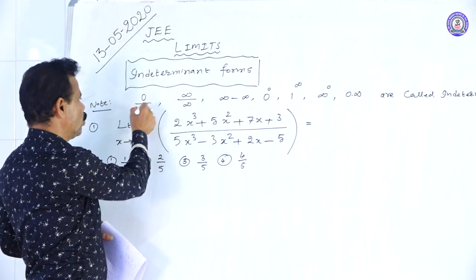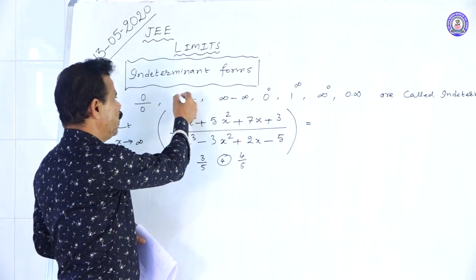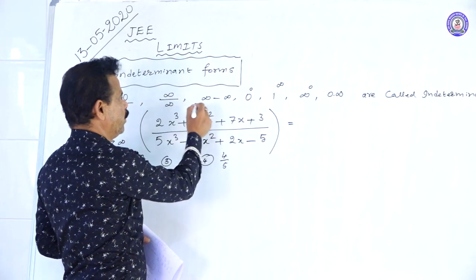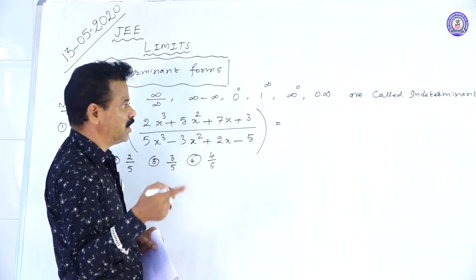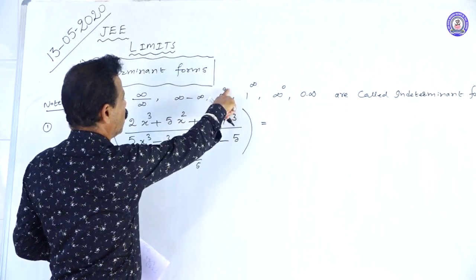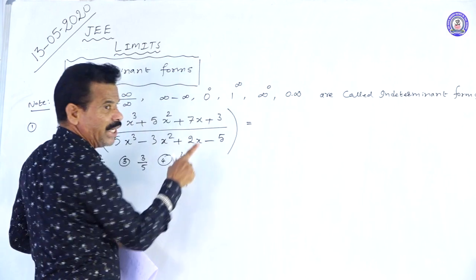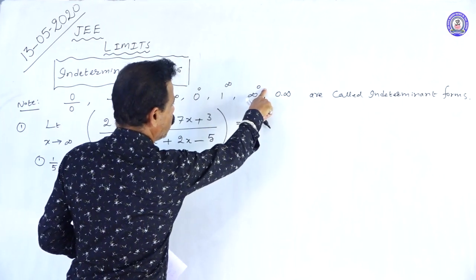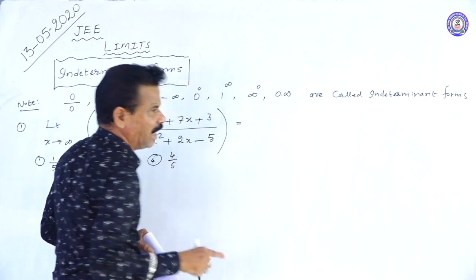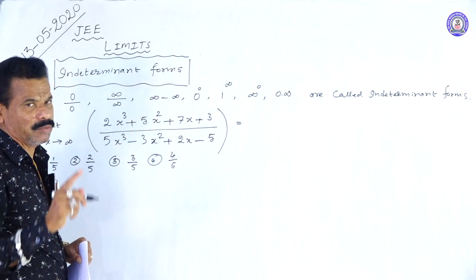One is 0 by 0, another infinity by infinity, another infinity minus infinity, another 0 power of 0, 1 to the power of infinity, infinity power of 0, and 0 multiplied by infinity. These are called indeterminate forms.